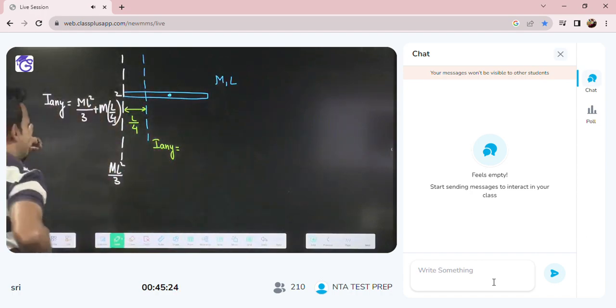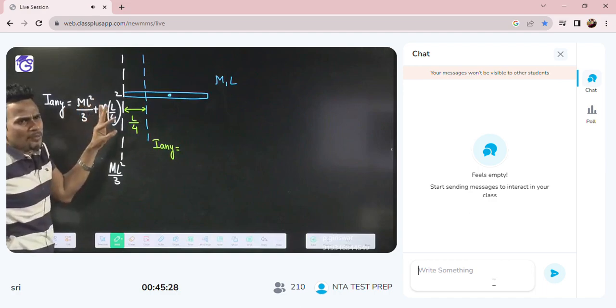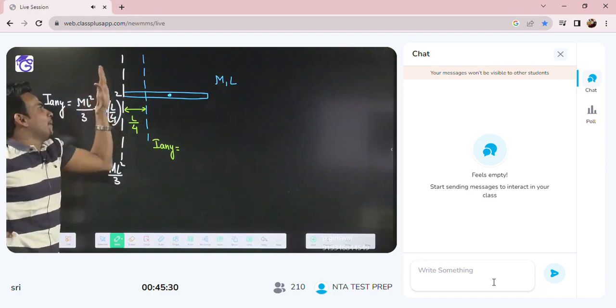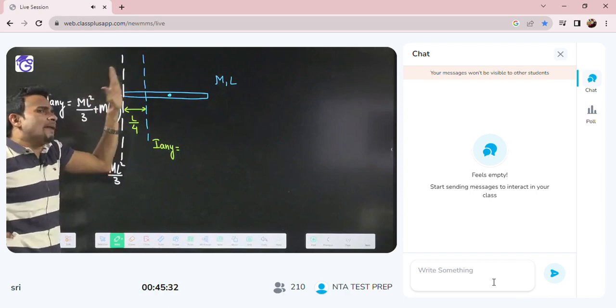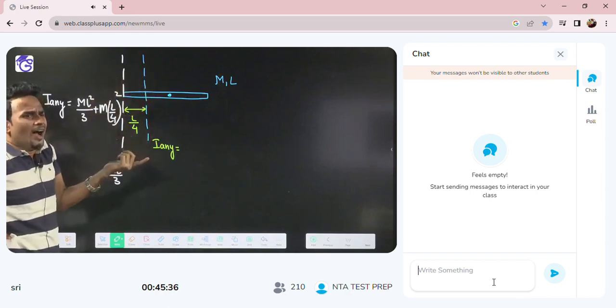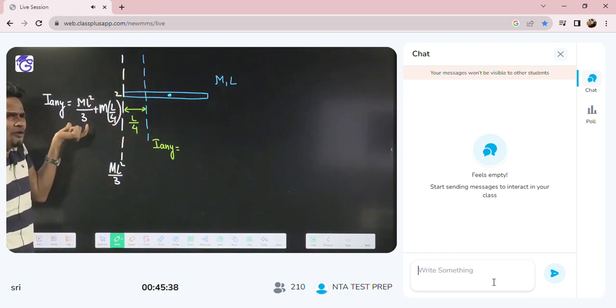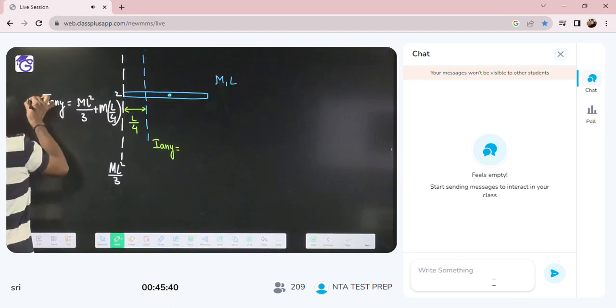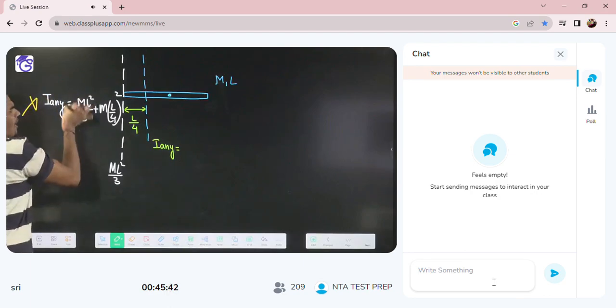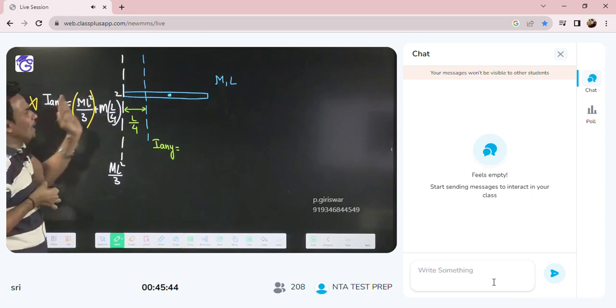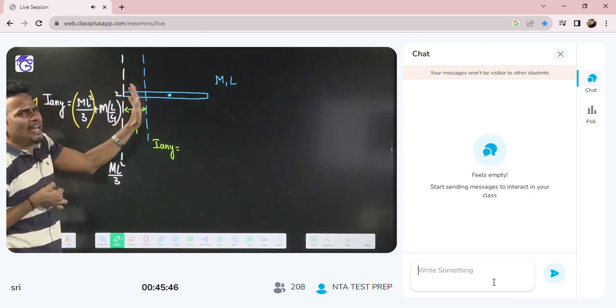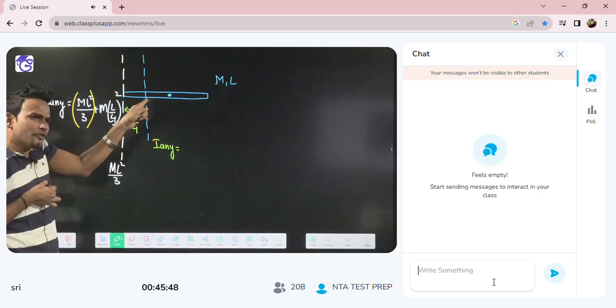Never do like this. This is wrong. This is a very common mistake students do. They say about this, I know, sir, ml square by 3 plus md square. You cannot do like this. Here you don't have any value of moment of inertia. This is completely wrong. This is not ICOM. You cannot start from the end and go anywhere. Always you have to start from center.